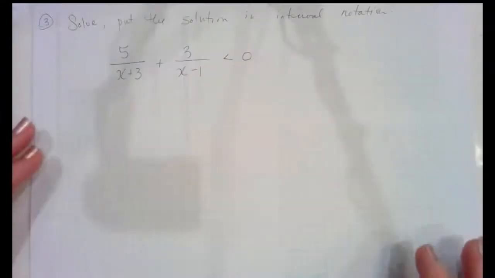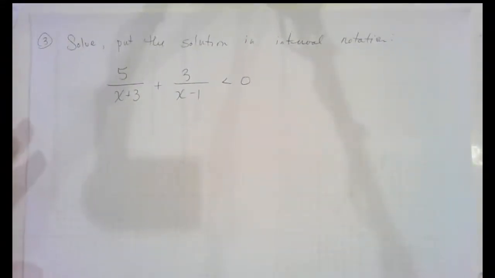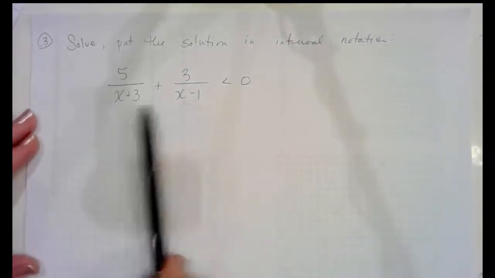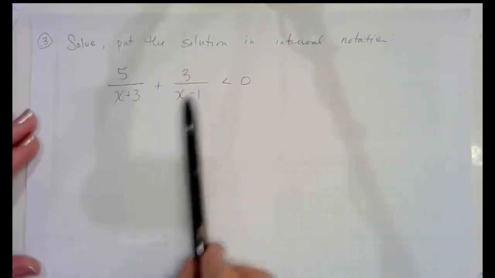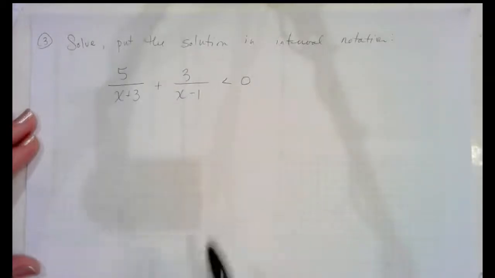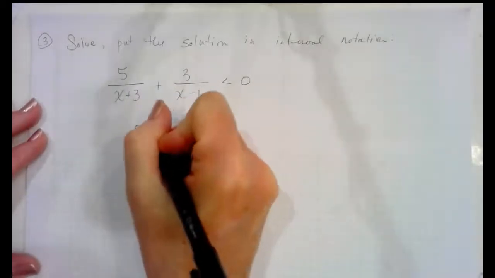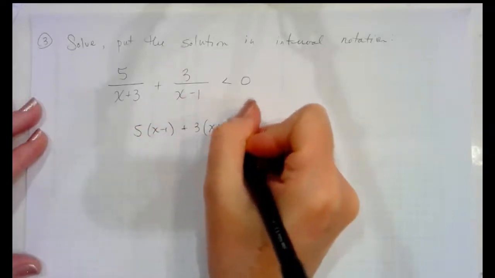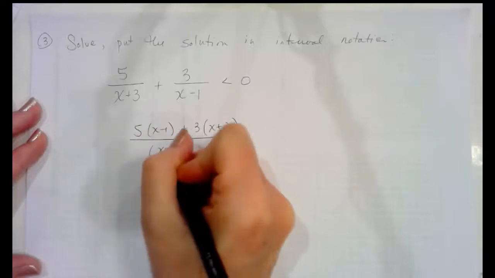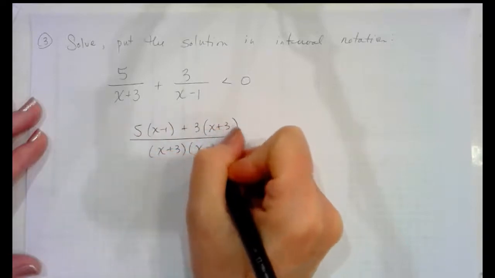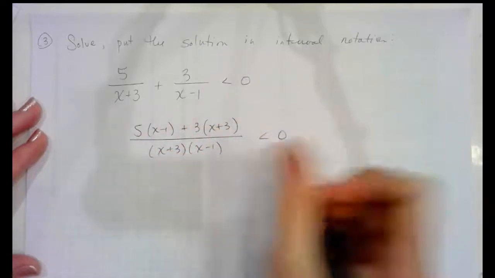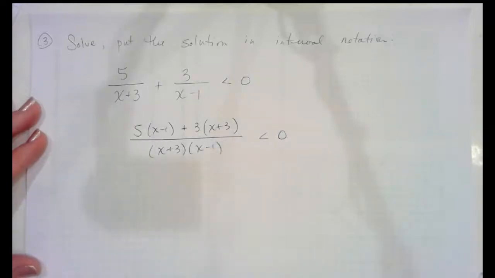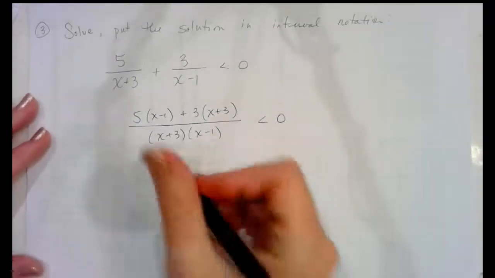Number 3, solving a rational inequality. So first thing we need to do, once again, get a common denominator and combine these two terms. So 5 times x minus 1 plus 3 times x plus 3 over x plus 3 times x minus 1 is greater than 0. Use order of operations and combine those like terms in the numerator.